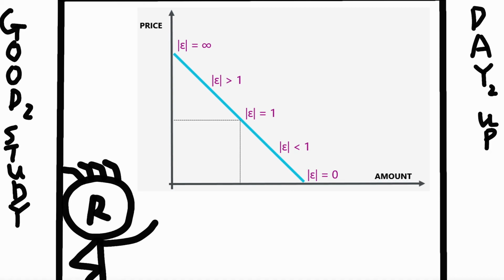A steeper curve means inelastic, a flatter curve means elastic. An elasticity that is greater than 1 means elastic, lower than 1 means inelastic. And on the same demand curve, just like this picture shows, the top portion will have an elasticity that's greater than 1, and the bottom portion would have an elasticity of less than 1. So that is elasticity.